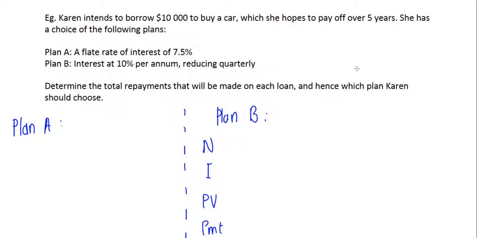Let's have a look at a comparing loans question. First of all, we've got that $10,000 is going to be borrowed, so that's our PV. He wants to pay it off over 5 years, so that's our time. It might be different for Finance Solver. Remember, we don't have time in Finance Solver, we have N, the number of payments. And there's two plans here. Flat rate of interest is 7.5%. That's simple interest. Flat rate of interest is simple interest. Or interest at 10% per annum, reducing quarterly. That is a reducing balance loan.